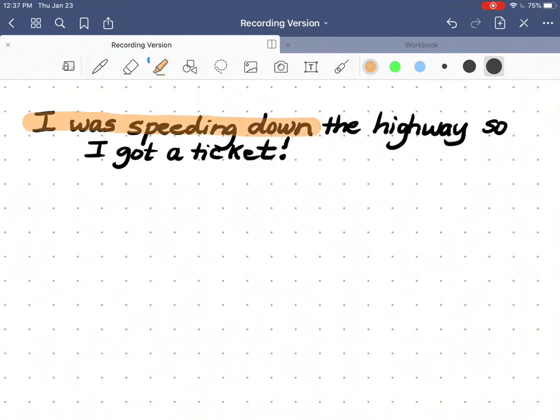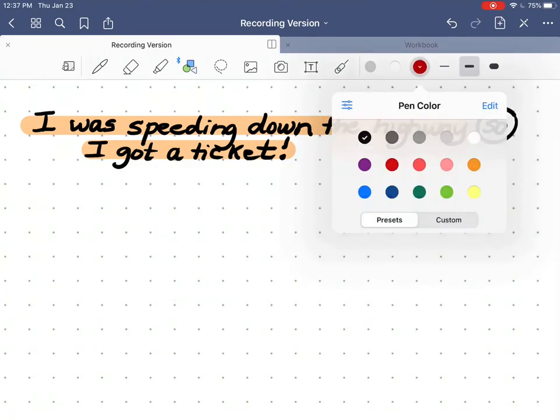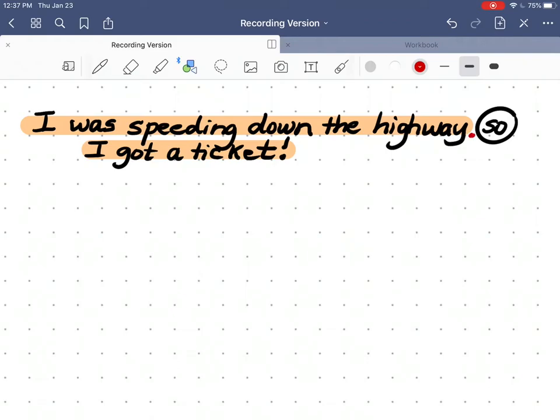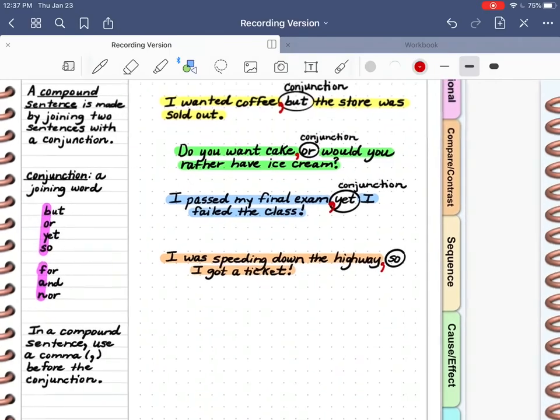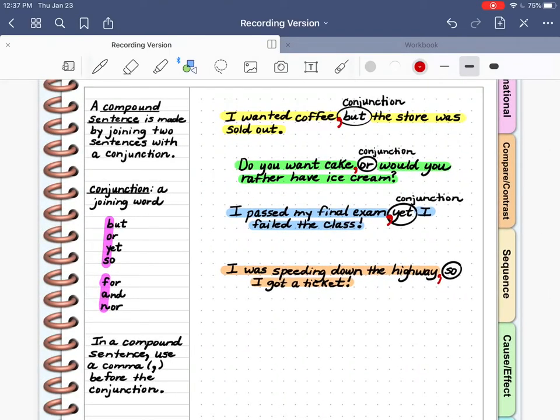But I was speeding down the highway. I got a ticket. The conjunction is right here. So the comma goes where? Before the conjunction. You are joining two sentences. This is a compound sentence. So do you see that the pattern doesn't change? I'm changing out the conjunction, but the rule stays the same.